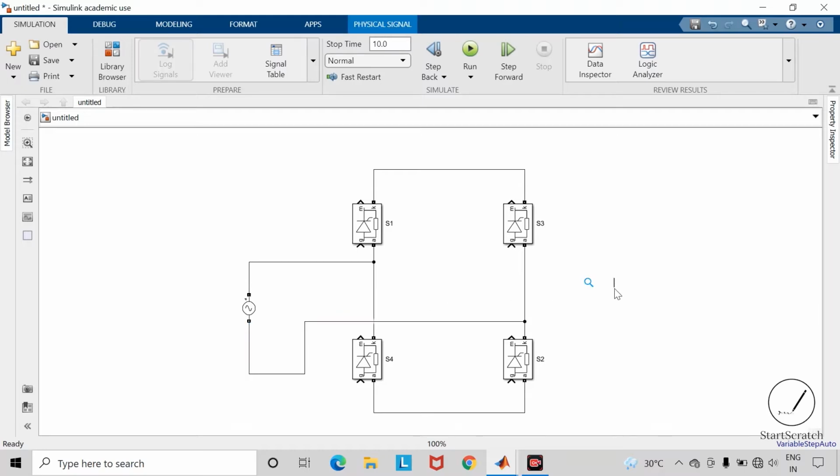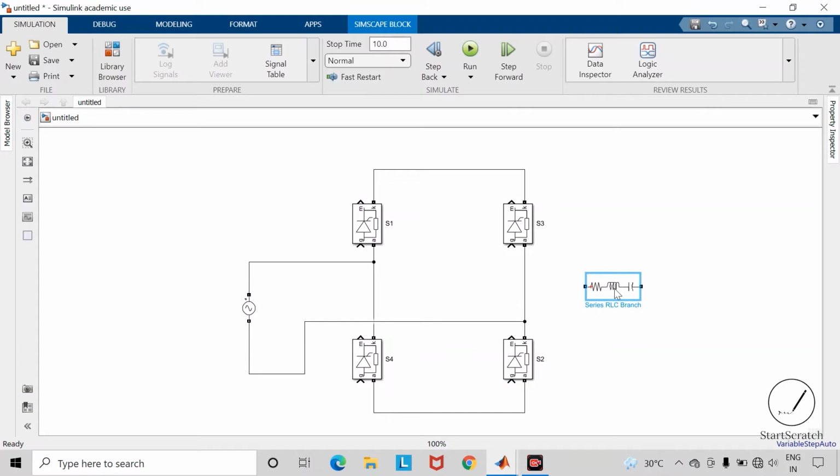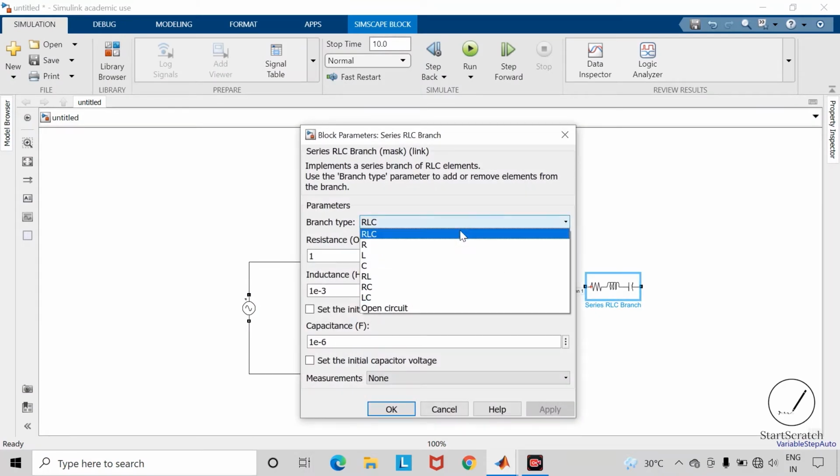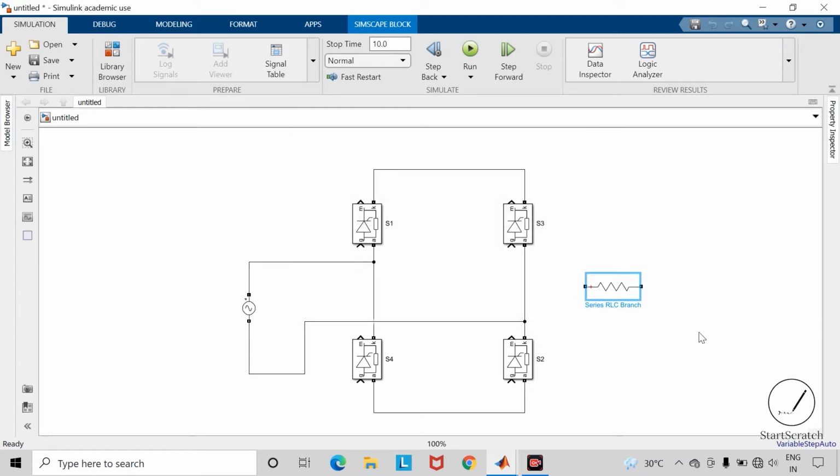Take series RLC branch. We will consider resistive type of load with resistance of 50 ohms. Rotate this block and connect it across the bridge configuration. Take current measurement block to measure the current across the load side.